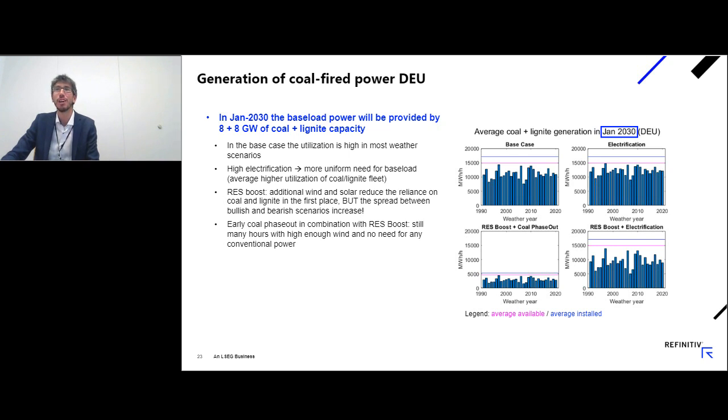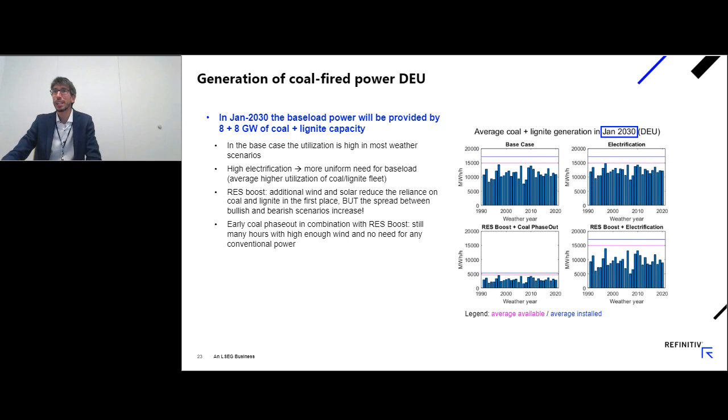And this is what you really learn. Because these are years where in January you probably have very little wind, and so there you are very reliant on that. So even if you install more renewables, that's not going to help you that much. The dispersion here is increasing, but the most bullish years don't change.